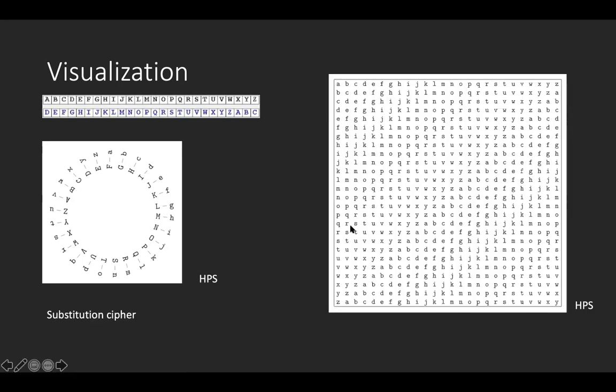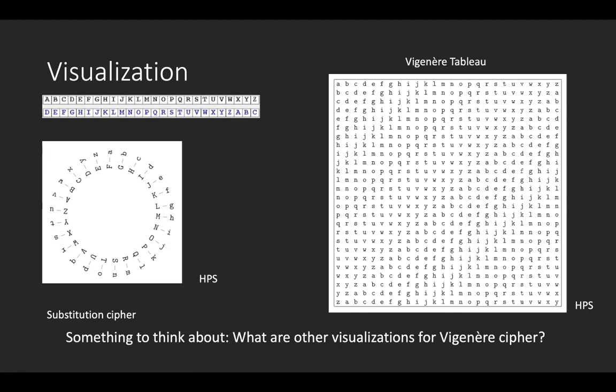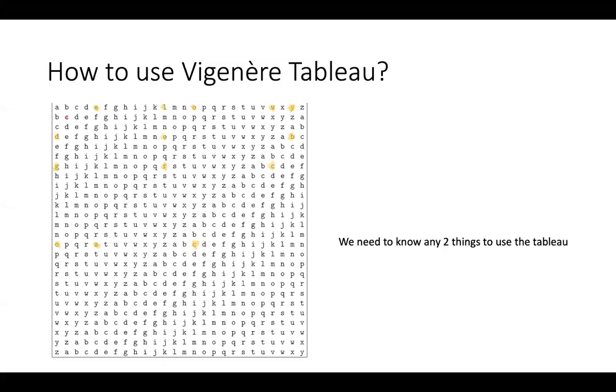And for the Vigenère cipher, cryptologists actually invented this Vigenère tableau to visualize what's going on in the Vigenère cipher. I'm going to talk about how to use it by using the previous example. You could also think about other visualizations for the Vigenère cipher. That's a thing for us to think about.